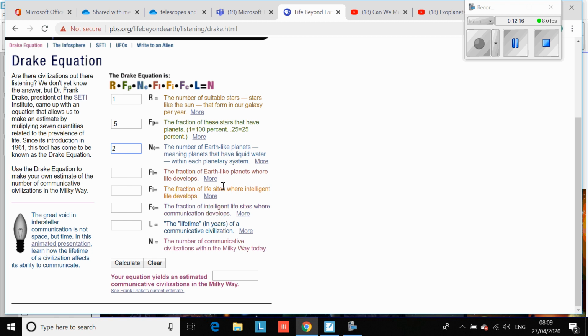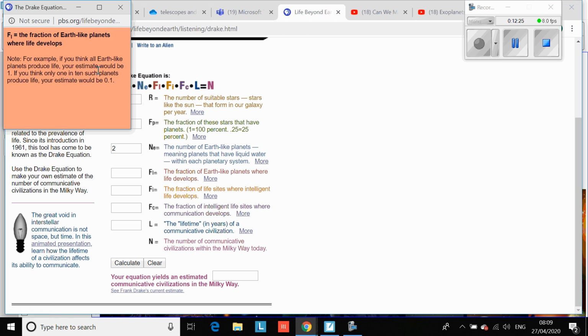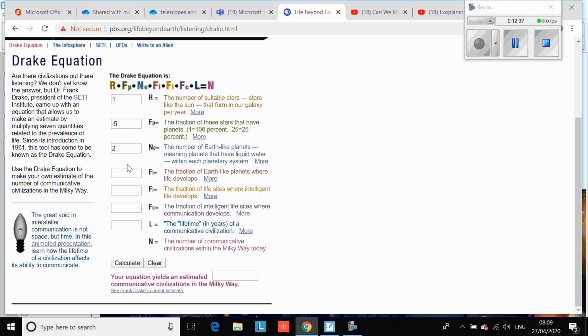The fraction of Earth-like planets where life develops. Now this is tricky because water doesn't mean there will be life. But, for example, if you think all Earth-like planets produce life, your estimate would be 1. So we do it again as a decimal. If you think only 1 in 10 such planets produce life, your estimate would be 0.1. So let's just say life, maybe even just simple bacteria, is actually quite common. If you've got the right chemicals, you've got water, maybe it's quite common. So let's say 20% chance of that happening, so 0.2.